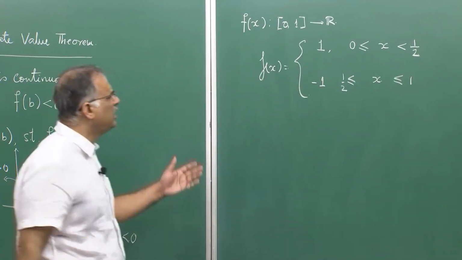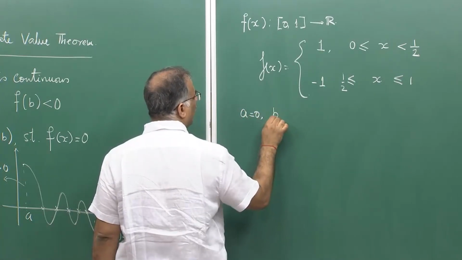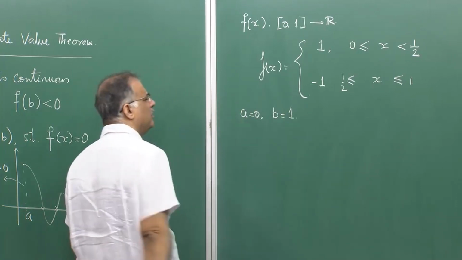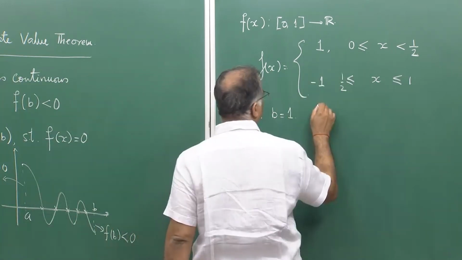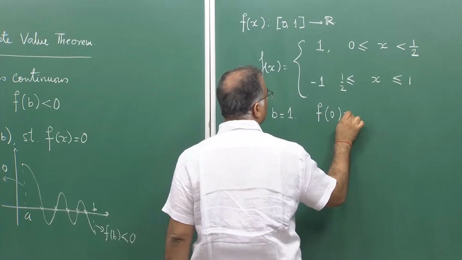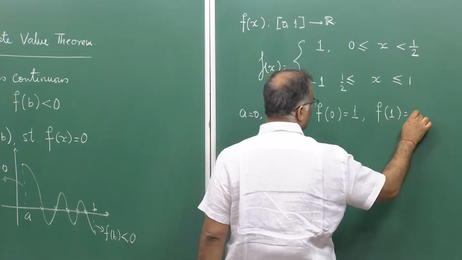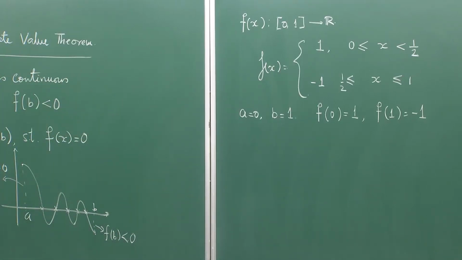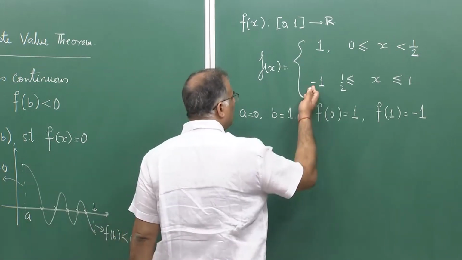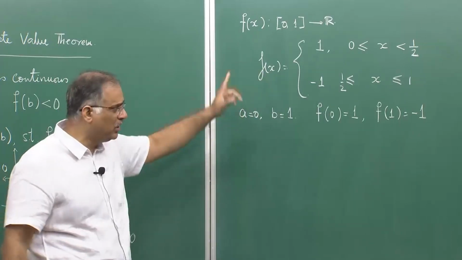So, you would immediately notice that here a is equal to 0 and b is equal to 1. And what is f of a at 0? f of 0 is 1, which is positive, and f of 1 is minus 1, which is negative. But let us look at the function values. Let us draw the diagram. But you can immediately see from the values that the function is taking, there is no x for which the function has taken the value 0.